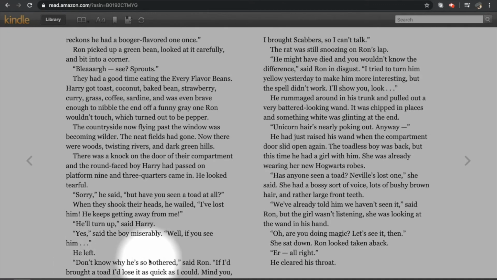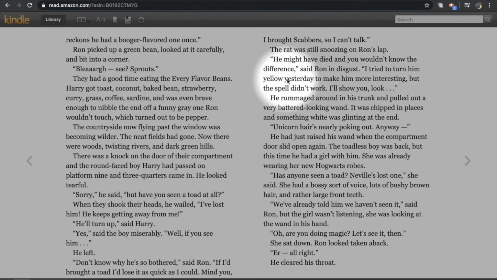"Don't know why he's so bothered," said Ron. "If I'd brought a toad, I'd lose it as quick as I could. Mind you, I brought Scabbers, so I can't talk." The rat was still snoozing on Ron's lap. "He might have died, and you wouldn't know the difference," said Ron in disgust.